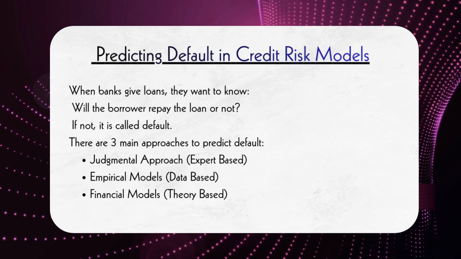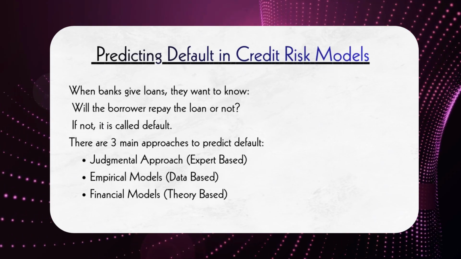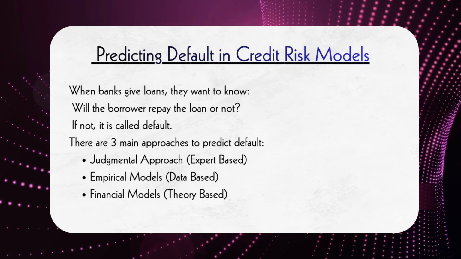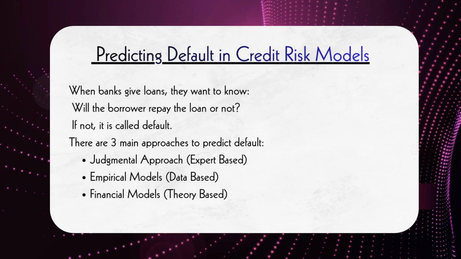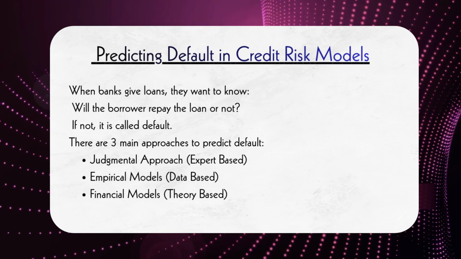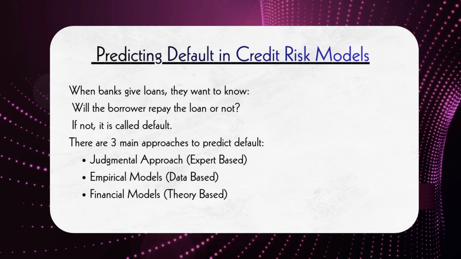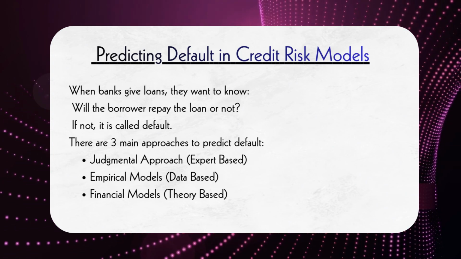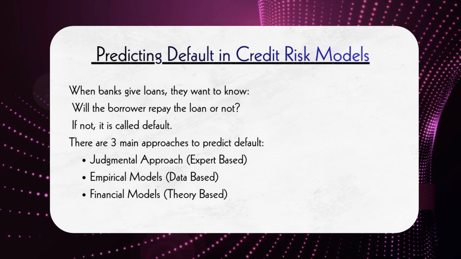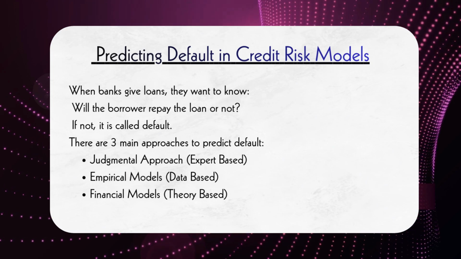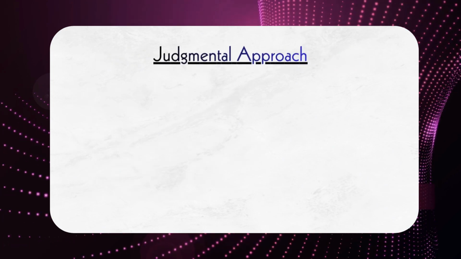When banks give loans, the biggest question they ask is whether the borrower will repay the loan or default. Default means the borrower fails to repay the loan. To predict default, there are three main approaches used in credit risk models: the judgmental approach, empirical models, and financial models. Each approach uses different types of information and methods.